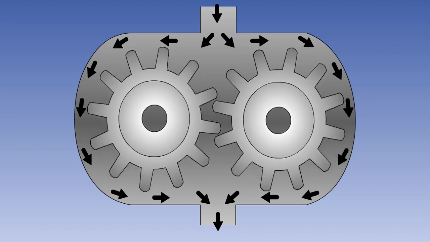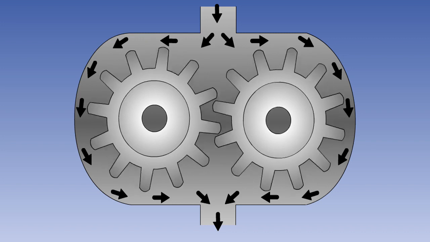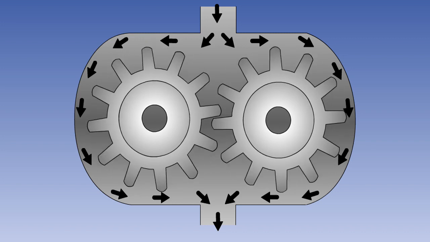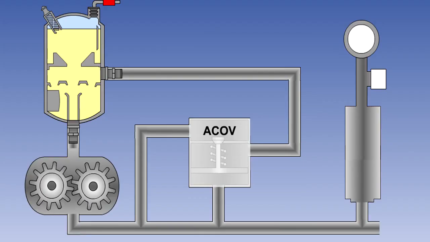This type of pump supplies fluid at a constant rate, irrespective of demand, and therefore if it is being mechanically driven by the engine in a closed system, it needs an automatic cutout, ACOV, or relief valve, to return the fluid to the reservoir when the actuators have reached the end of their travel and the system is not operating. Operation of the ACOV will be explained later.